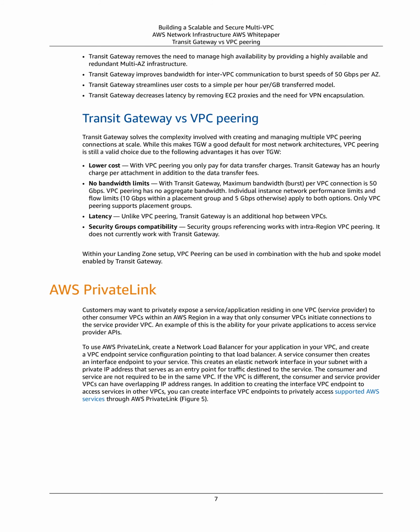Individual instance network performance limits and flow limits, 10 gigabits per second within a placement group and 5 gigabits per second otherwise, apply to both options. Only VPC peering supports placement groups. Latency. Unlike VPC peering, Transit Gateway is an additional hop between VPCs.